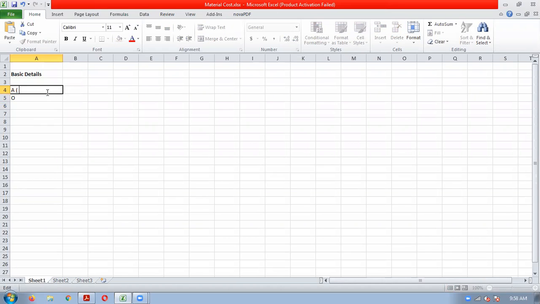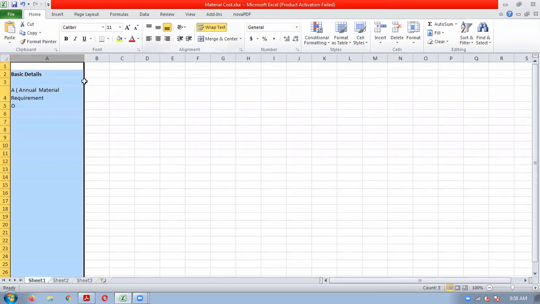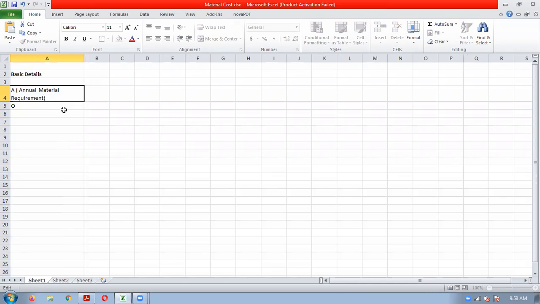Okay, A is the annual material requirement, which is given in the question. O is the ordering cost per order. C is the carrying cost per unit per annum.